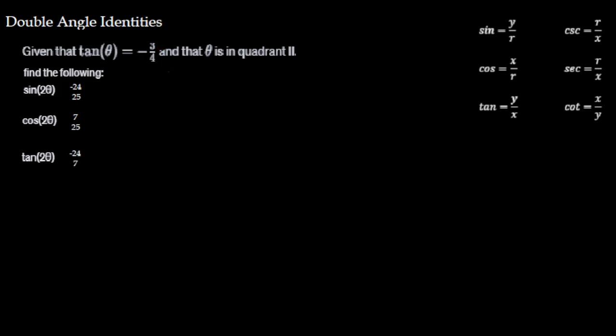So, nahanap na natin ang ating 3 values, sine, cosine, and tangent, for this given problem. So, that's the end of our lesson regarding double angle identities. Sana magamit nyo for the upcoming periodical test for pre-calculus. Yun lang, and goodbye.